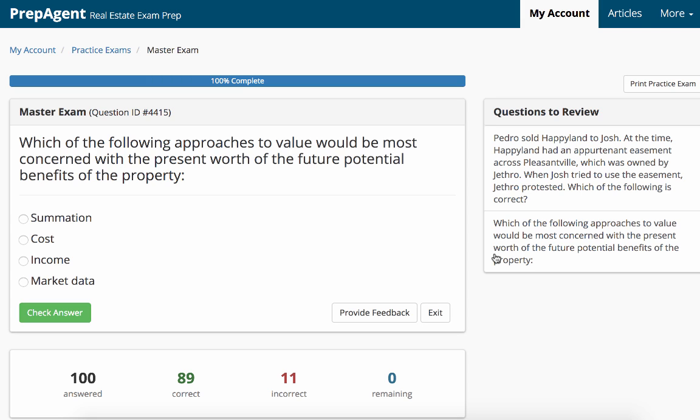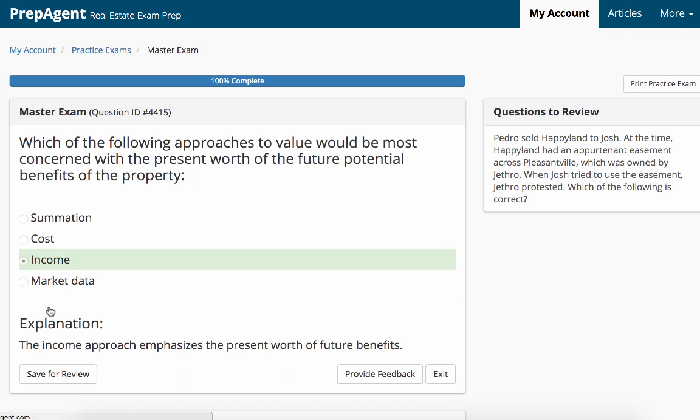Which of the following approaches to value would be most concerned with the present worth of the future potential benefits of the property? Future potential benefits. Income. Okay, future benefits. Good.